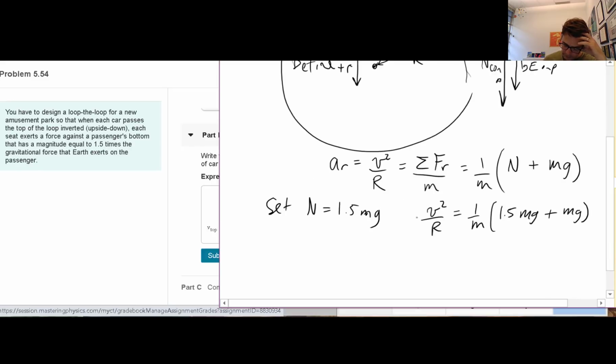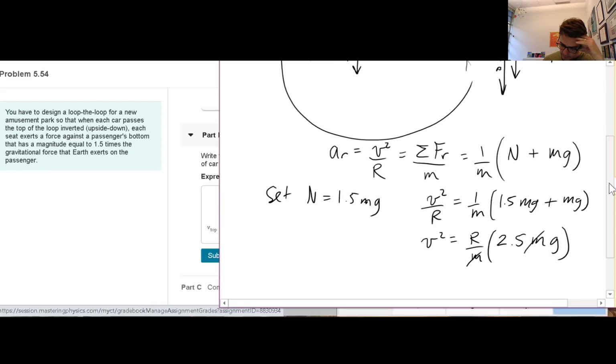I'm just going to solve it out for v. So you get v squared is equal to R divided by m times 1.5 plus 1, which is 2.5, times m times g, and then the masses cancel. That's kind of what I thought at the beginning, the masses would cancel, and they did. It was just a guess. So if I'd done this all first, then I would have gotten 2.5. So v is the square root of 2.5 times capital R times g, all square root.